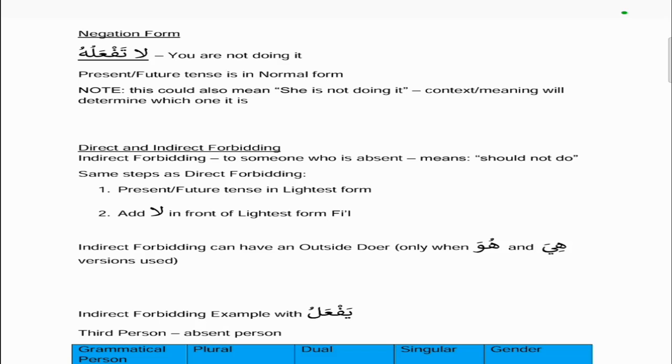This could also mean she is not doing it, because if you remember from the present tense chart, taf'alu is for the hiya version, which means she, as well as you. So the difference between the two, whether this means you are not doing it or she is not doing it, is determined by context. When we look at the whole sentence, then we can determine which one it is.